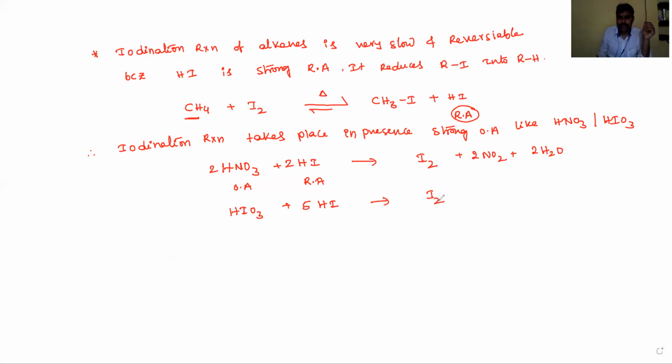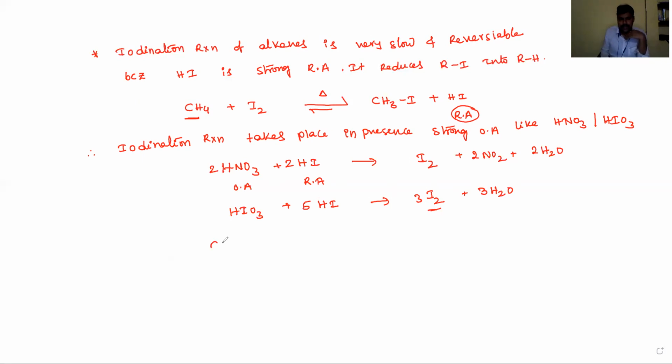Then we need to take 5 moles, to produce 3 moles of iodine and 3 H2O. So these are the oxidizing agents that oxidize HI, hydrogen iodide, into iodine. That's why the reversible reaction does not take place.